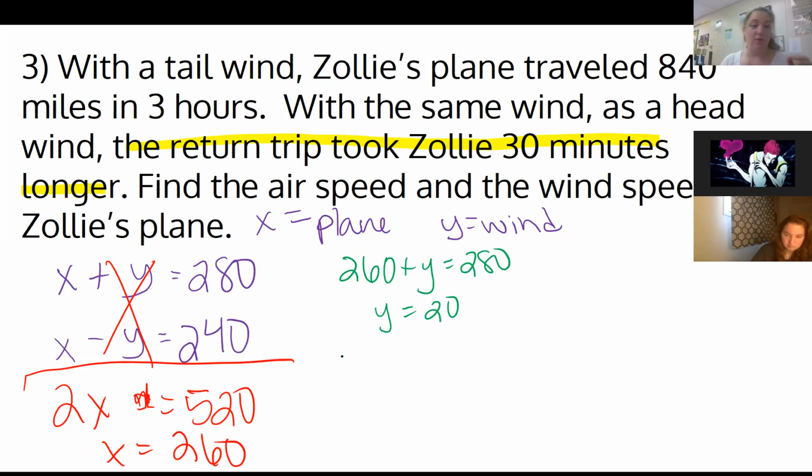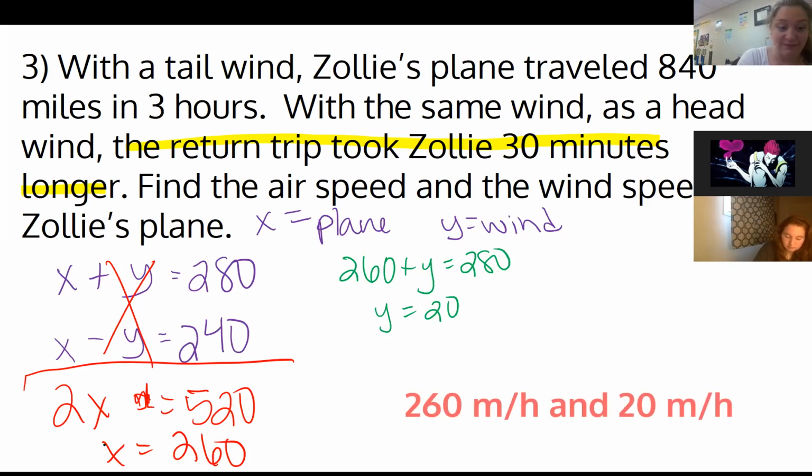Okay, so think about it. We're doing plane speed and wind speed. Does it make sense that a plane speed is 260 miles an hour? Yes, that makes sense. Does it make sense that the wind speed is only 20 miles an hour? Yes, that makes sense. If it's backwards, that does not make sense. If you tell me the plane was going 20 miles an hour, it's not off the ground. It's still rolling on the floor. If there is a wind speed of 260, that's the worst tornado that's ever existed. Make sure your answers make sense. It does not make sense to put those the other direction.